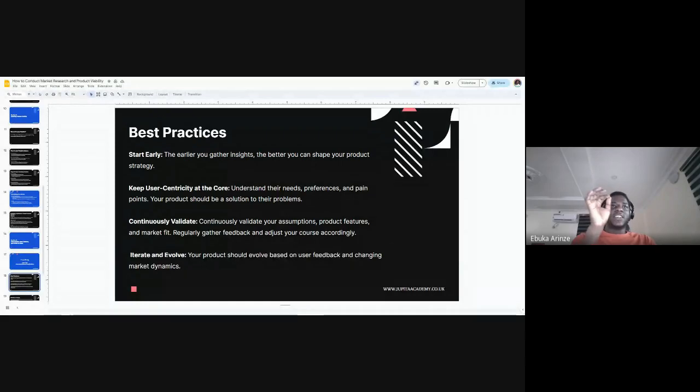Best practices: start early. The earlier you gather insight, the better you can shape your product strategy. As a product manager, anywhere you go, once you are there, the first thing you're supposed to do is to start gathering insights from your users, from your market, from feedback. If you are in a product that already exists, start gathering insight before you start doing anything. Try to understand.